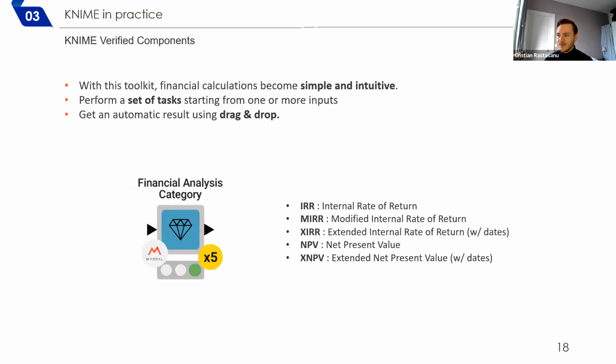Okay, so let's see all the financial analysis categories, so all the 5 components that I developed. It's really simple and intuitive to use, as I already showed you, and performs a set of tasks starting from 1 or more inputs even. And you can just drag it and drop it. So you drag it from the hub, you drop it on the workflow, and you work with it. Cool.